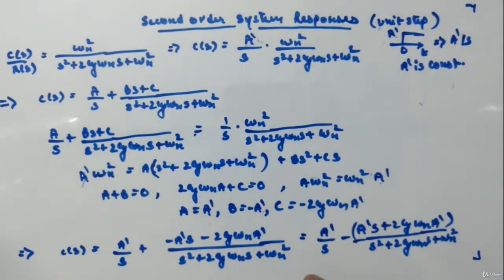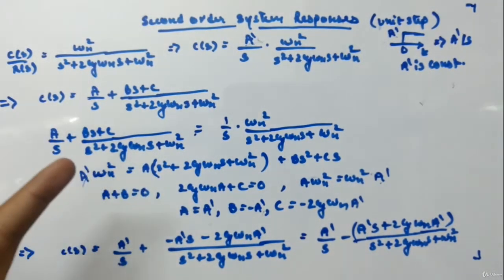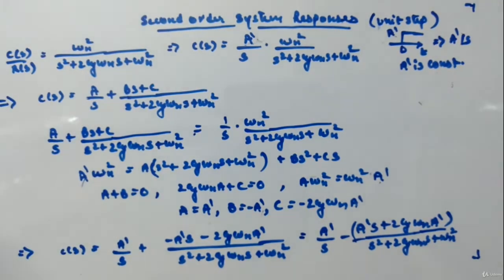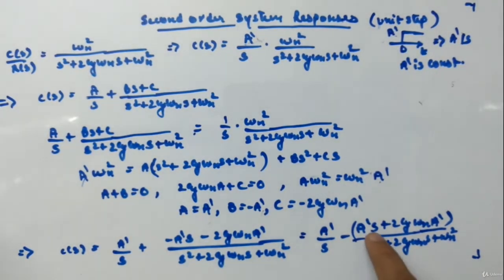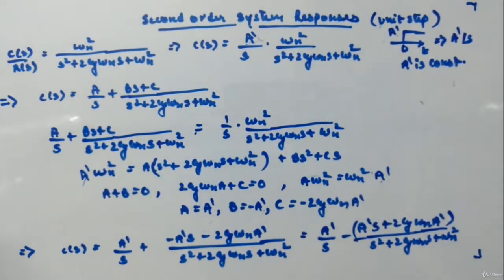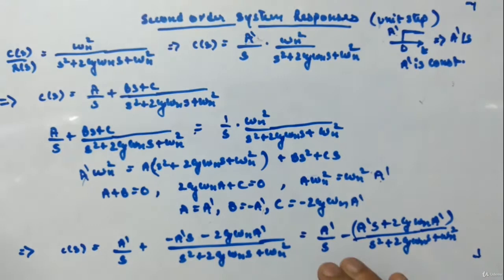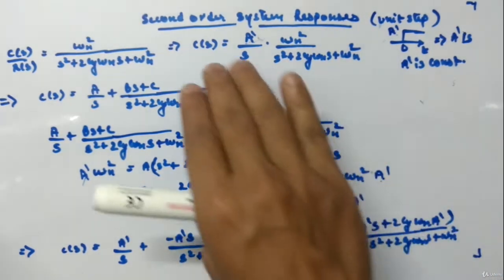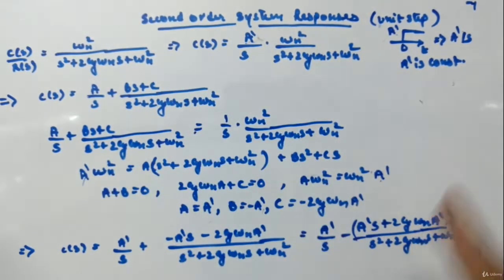It's the way of calculating inverse Laplace by using partial fraction. This will be equal to A dash divided by s. I've taken the minus term common: A dash s plus 2 zeta omega n A dash divided by s square plus 2 zeta omega n s plus omega n square. So this is the common term. Now the cases will be made based upon the value of zeta, and then we are going to calculate how our c with respect to time domain will look.